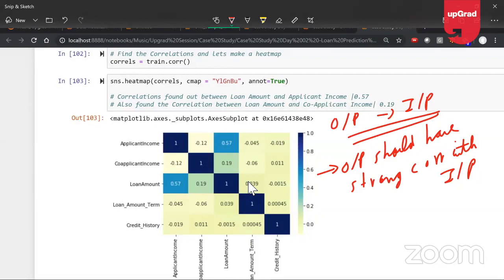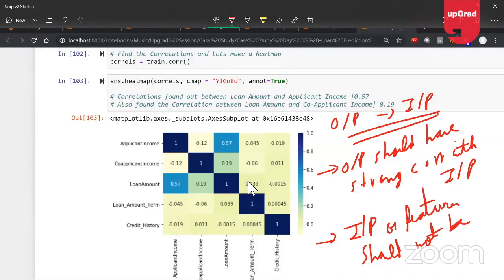And what is the other thing we do here? So output should have strong correlation with input, or features, but the inputs should not be correlated with each other. Input should have no correlation. Ideally, the correlation should be as little as possible. That's the way to look at it.